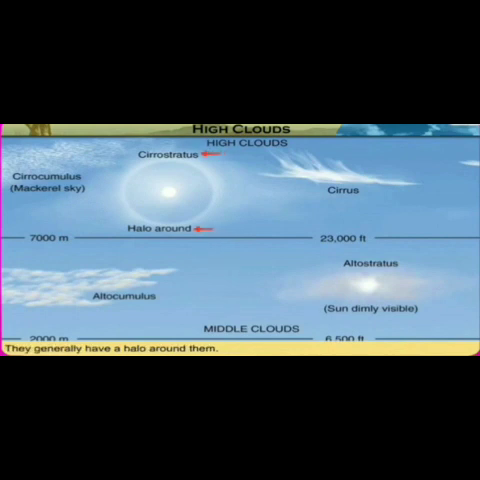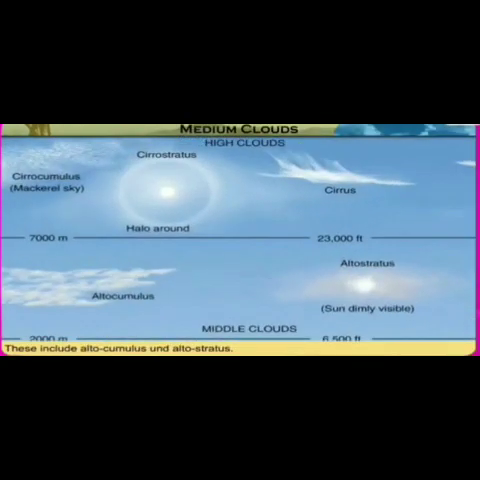Okay. Medium clouds. Medium clouds are at a height of 2,000 to 7,000 meter. This includes altocumulus and altostratus. So children, what is the height of medium clouds? 2,000 to 7,000 meter. And how many subtypes are there? Two subtypes, altocumulus and altostratus.